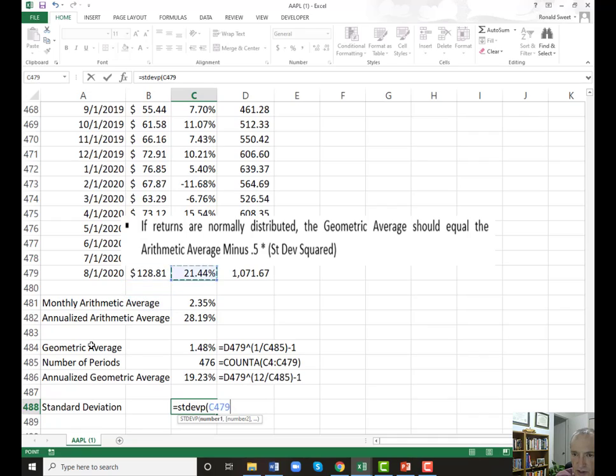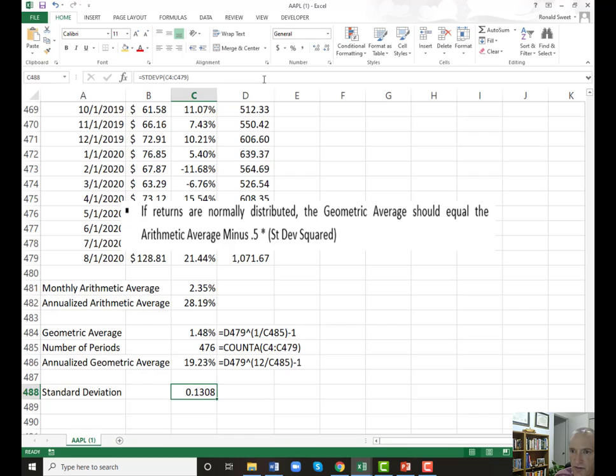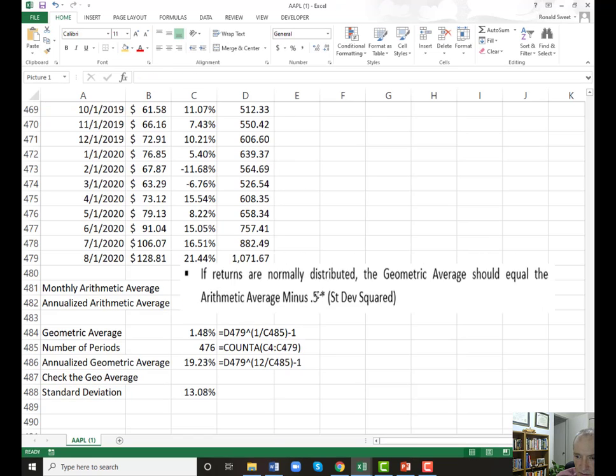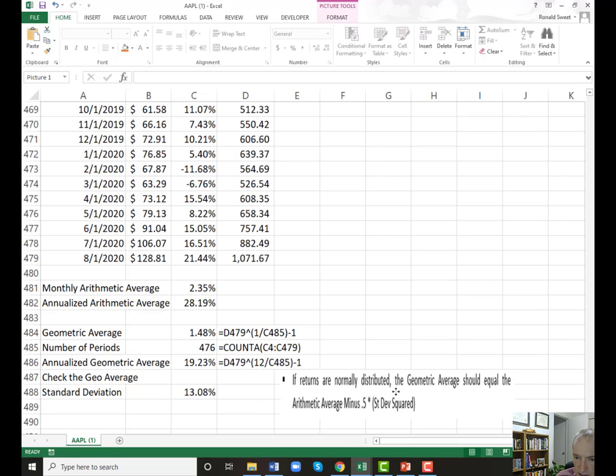Let's go to these returns. We can see the monthly standard deviation for their stock is really, really high. So let's test this. Let's check the geo average using this formula. So we'll put this formula down here. Let's see if I can shrink this down a little bit more. Put this formula down here. Let's check it.